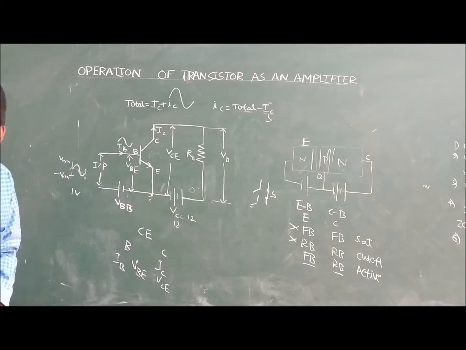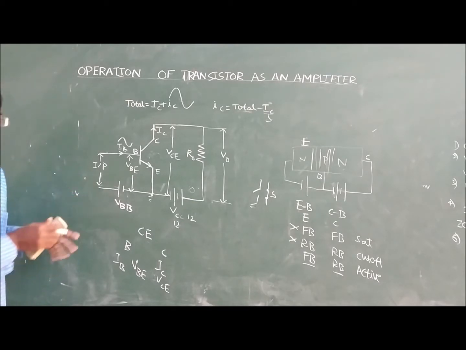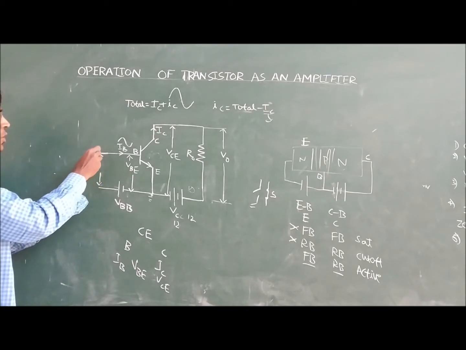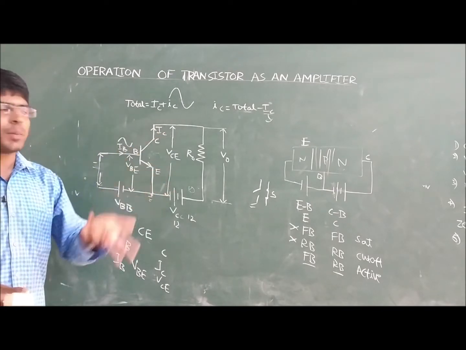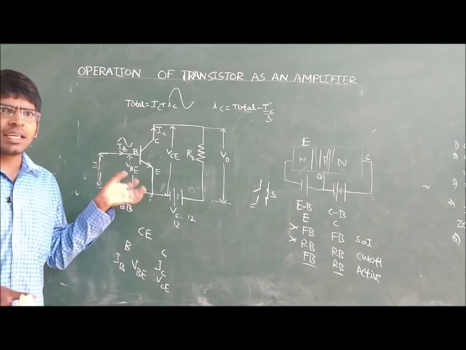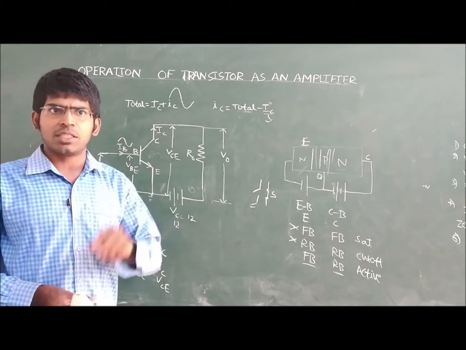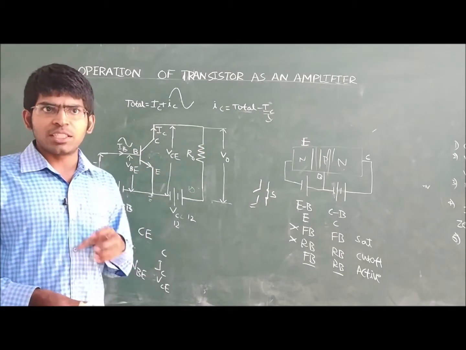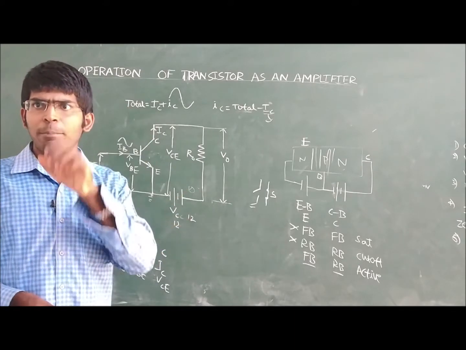And remember, I have not applied any input as of now. Assume there is no input. I have directly connected the battery. Because there is no input, there is no need to amplify. We are checking the condition, making our environment ready for the amplification. Before amplifying, we are checking whether the transistor has the ability to amplify, whether it has the proper ground to amplify.